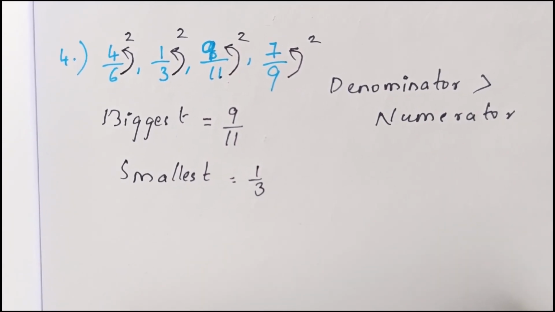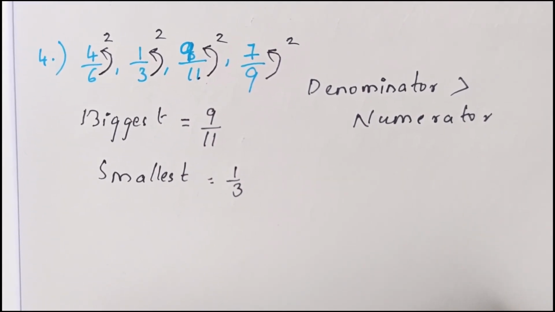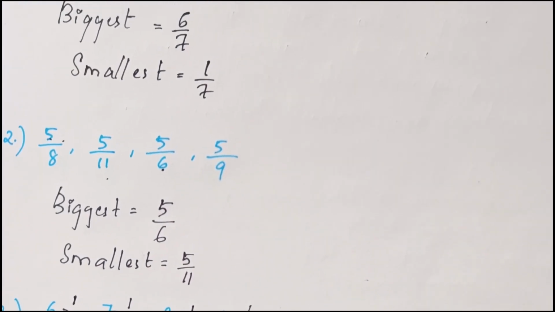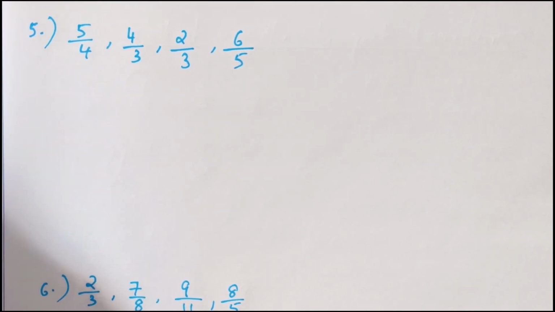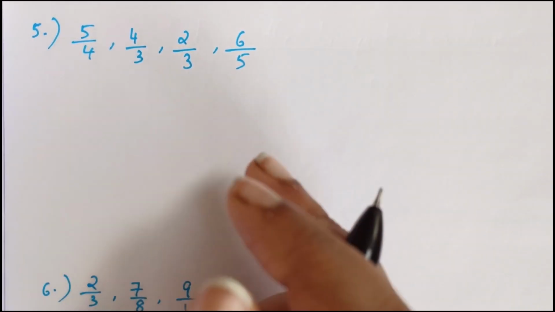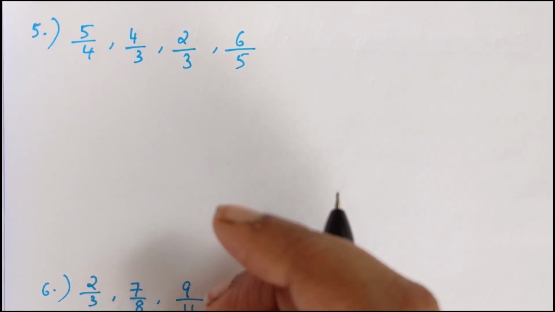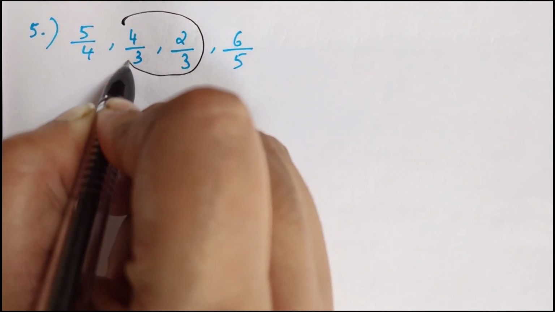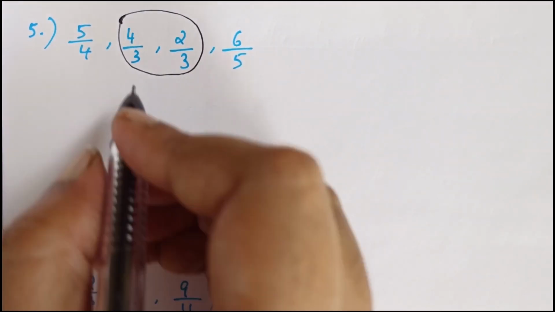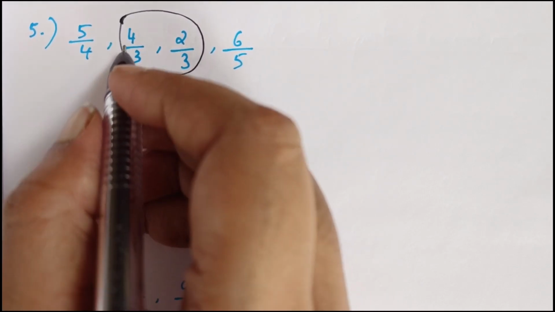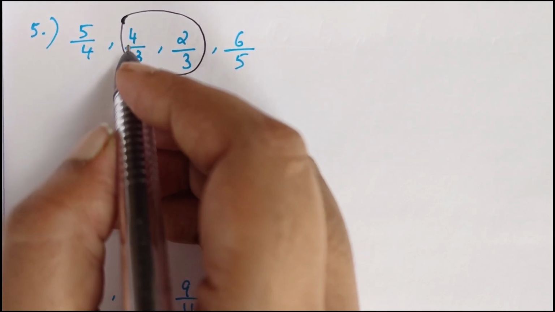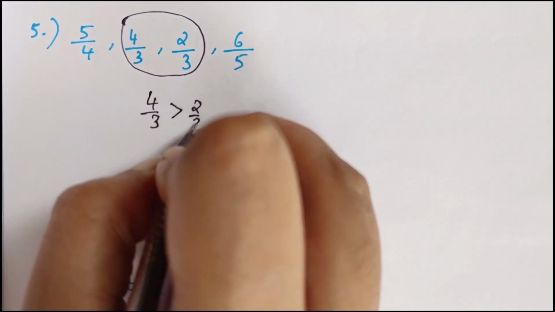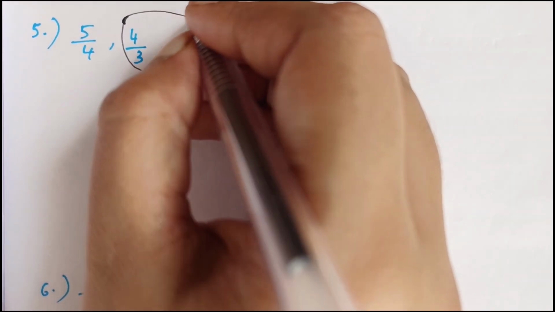So if you get a number of fractions to find the largest fraction, you can check if any of these 4 methods do apply or not. Okay, next question is 5 by 4, 4 by 3, 2 by 3 and 6 by 5. So here you can see that 2 of them have similar denominators. So if they have similar denominators, I have already told the one with the highest value of numerator will be the largest. So among 4 by 3 and 2 by 3, 4 by 3 is greater than 2 by 3. So we can rule out 2 by 3.